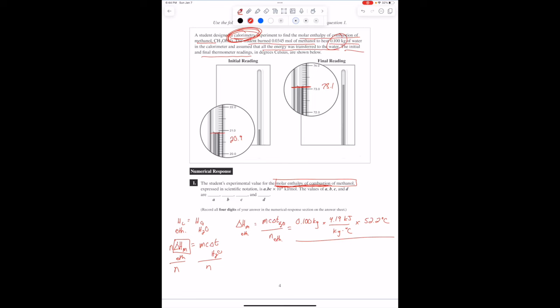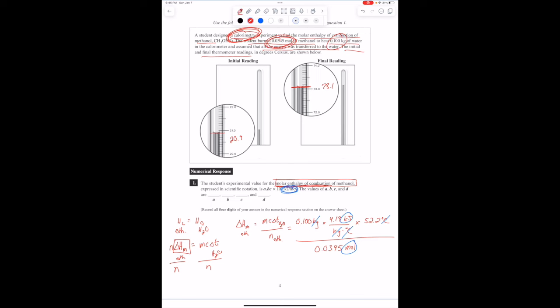And then I divide by n. Oh, hey, maybe I don't mind whoever wrote this test question. I don't have to use molar mass. They just did it for me. So maybe that guy's not half bad. 0.0345 moles. Okay, what's going to cancel here? I'll go to blue. Kilograms cancel. Degrees cancel. Going to get kilojoules per mole. That's good because they want me to go into kilojoules per mole.